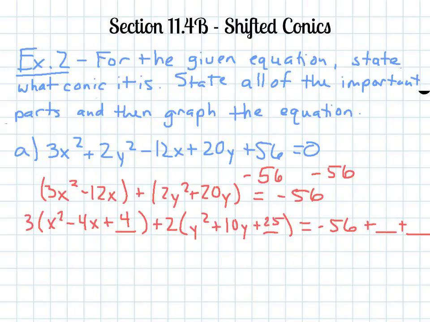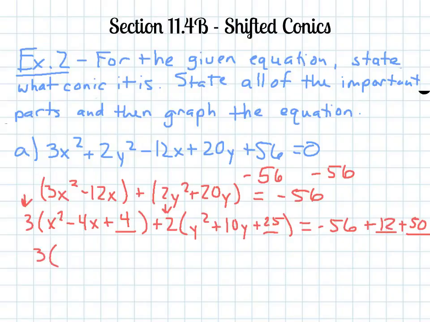Okay, now here, the only difference is that because you have numbers out in front, like the 3 and the 2, you're not really adding 4 and 25 to the left. You're actually multiplying the 3 back to it to get the actual number that you're adding. So if we were multiplying 3 times the 4, we'd actually be adding to the left 12. So that's what we're going to add to the right. And then we'd actually add 50 to the left side, so we've got to add 50 to the right as well.